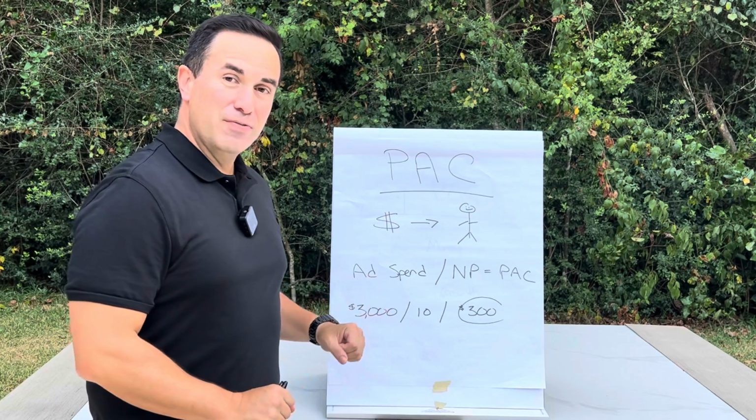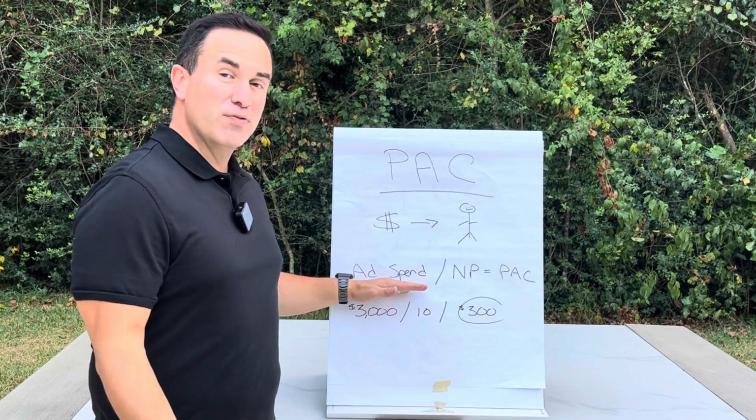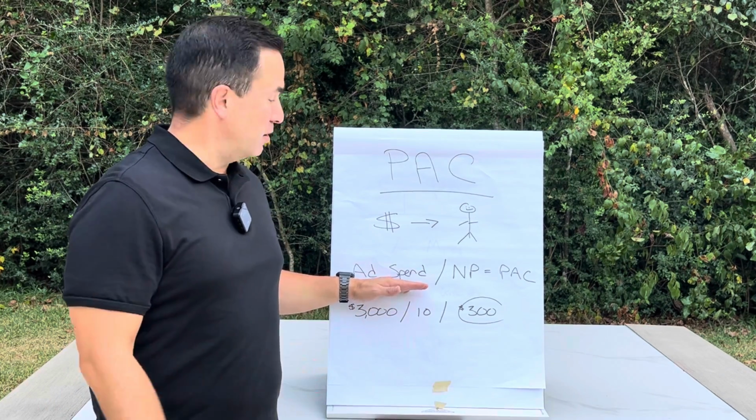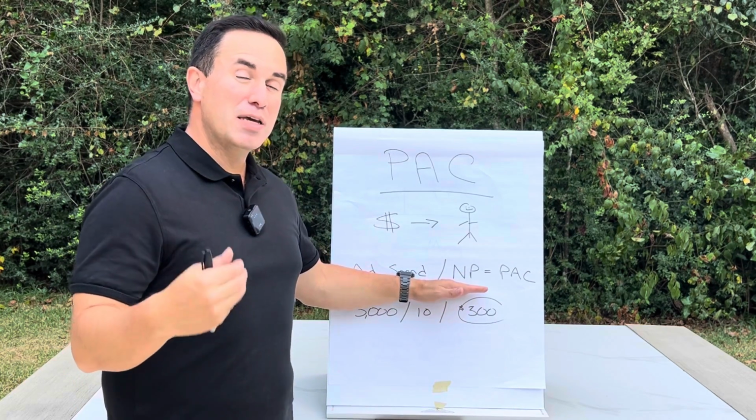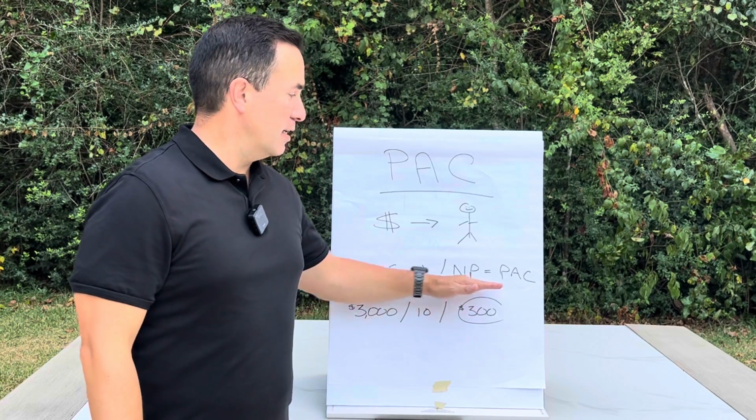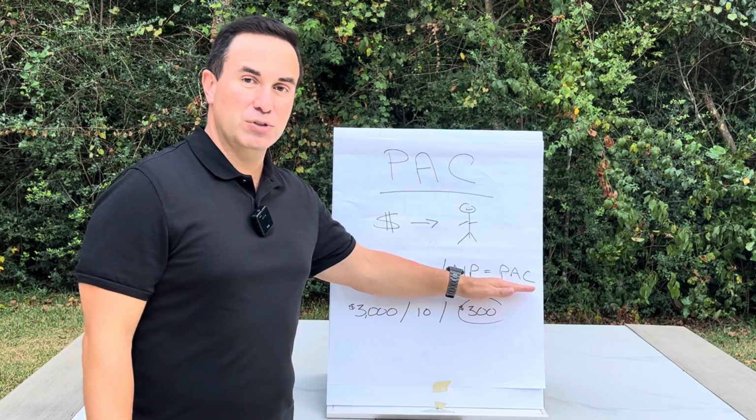So to identify your PAC, you're going to take your ad spend over a given period of time. I like to calculate this monthly. You'll divide it by the number of new patients, not consults, but people that became paying patients in your practice. And then that'll be your PAC, or your patient acquisition cost.